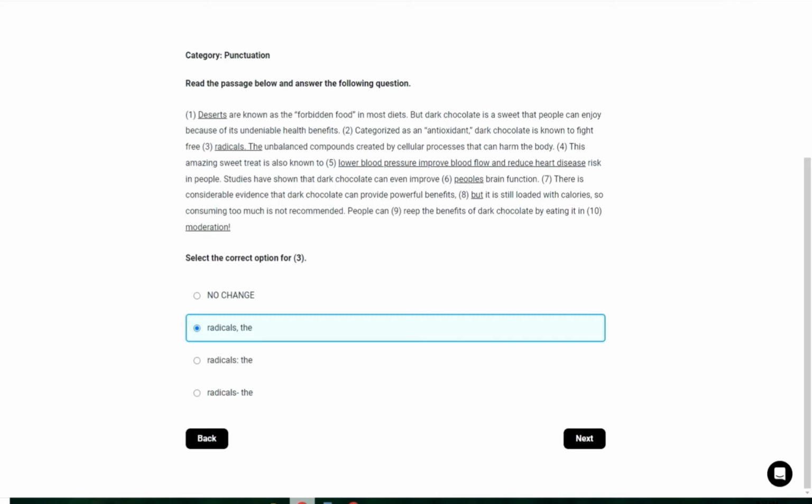And in this case, it's not the best choice in order to continue the sentence because, again, we're describing the previous noun, or in this case, it's a free radical. And when we describe something, we're going to use a comma to separate the two ideas. And let's go ahead and move on.